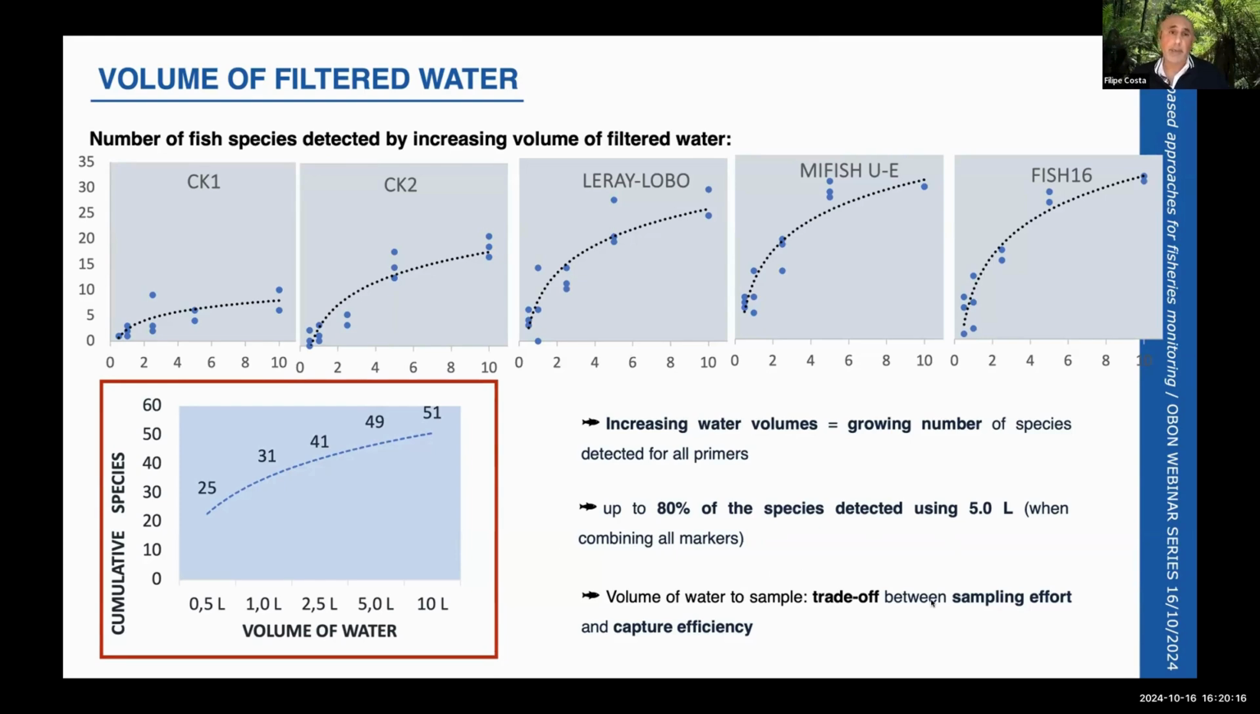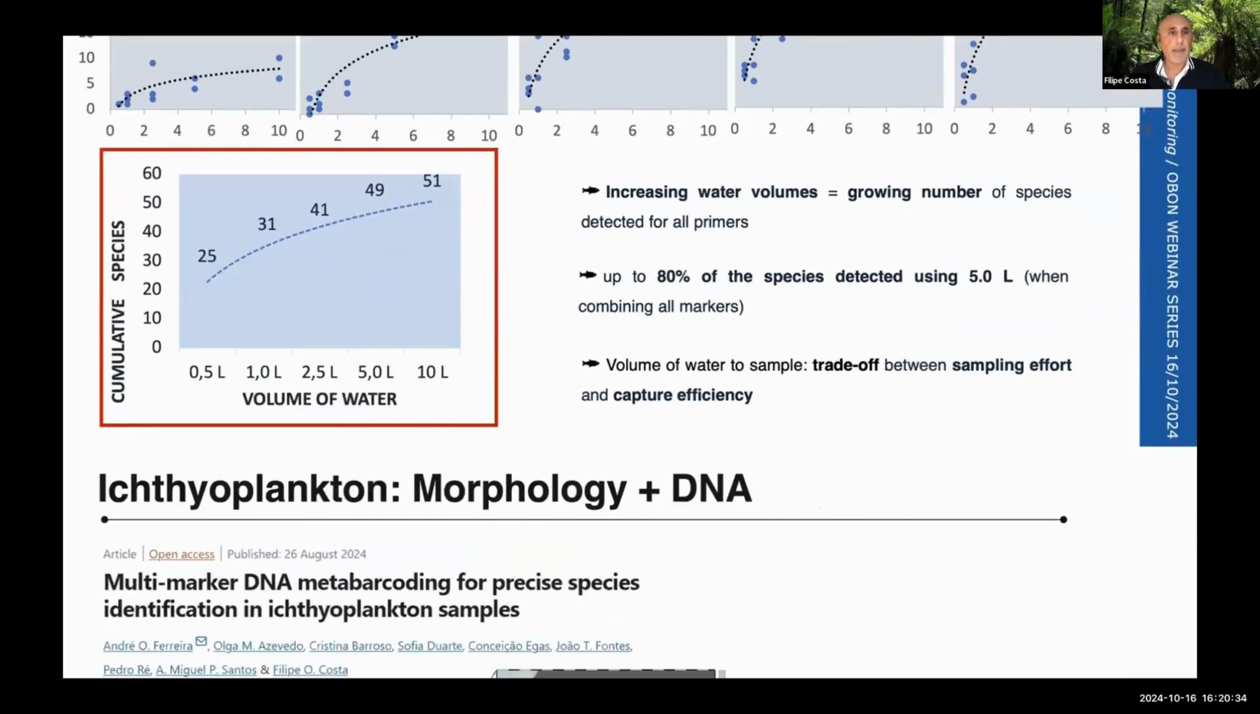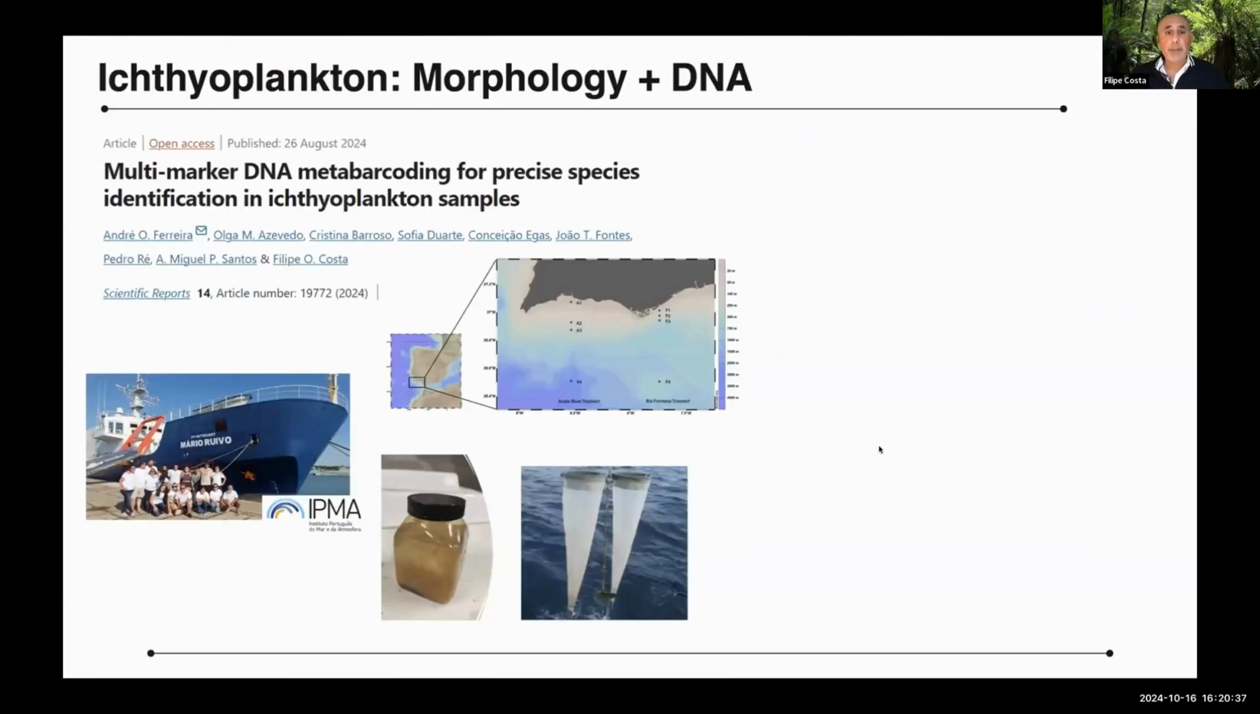Of course, we have to have a trade-off between the sampling effort required by large amounts of water and the capture efficiency. So we came up with a 2-liter volume of water as an intermediate optimum for us to work with. Then we went to the natural environment, and we monitored ichthyoplankton using these kinds of approaches, using at the same time morphology and DNA-based approaches. And we employed a multi-marker approach. We published this also in late August, so this is also very, very recent.